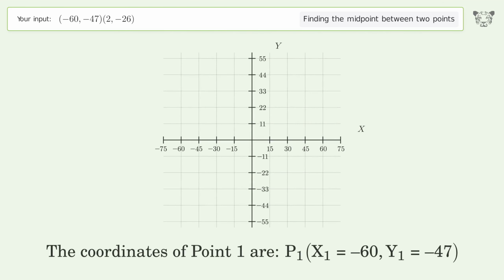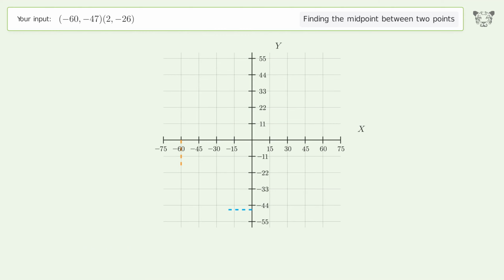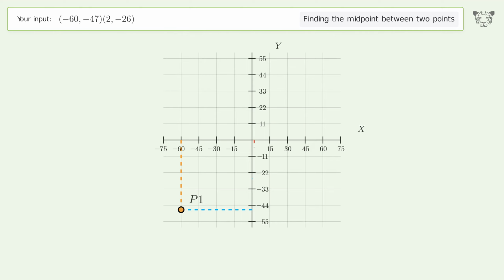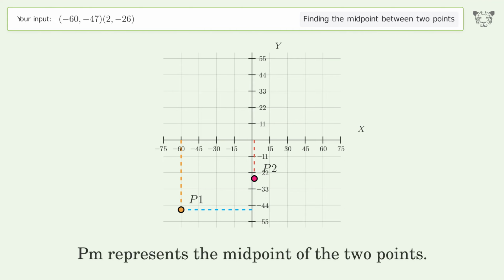The coordinates of point 1 are, x1 equals -60, y1 equals -47. The coordinates of point 2 are, x2 equals 2, y2 equals -26. PM represents the midpoint of the 2 points.